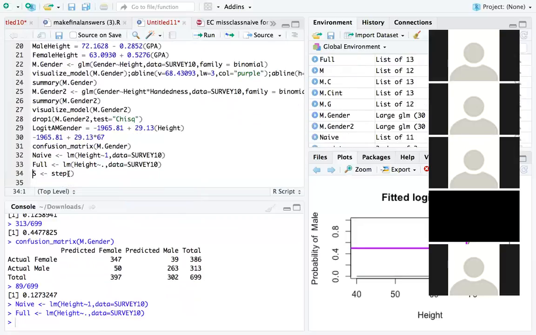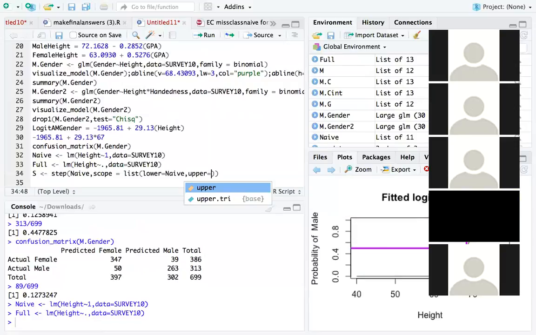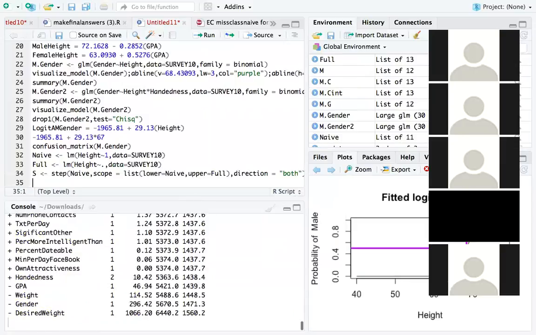And then we got it. So the first thing you put into your step is the model you're starting with. And then you say scope equals list. And then we say the lower equals naive. And the upper, I don't think it's capitalized, upper equals, and then we say full. And then we do direction equals both. And we get to see all the fun if everything works properly.